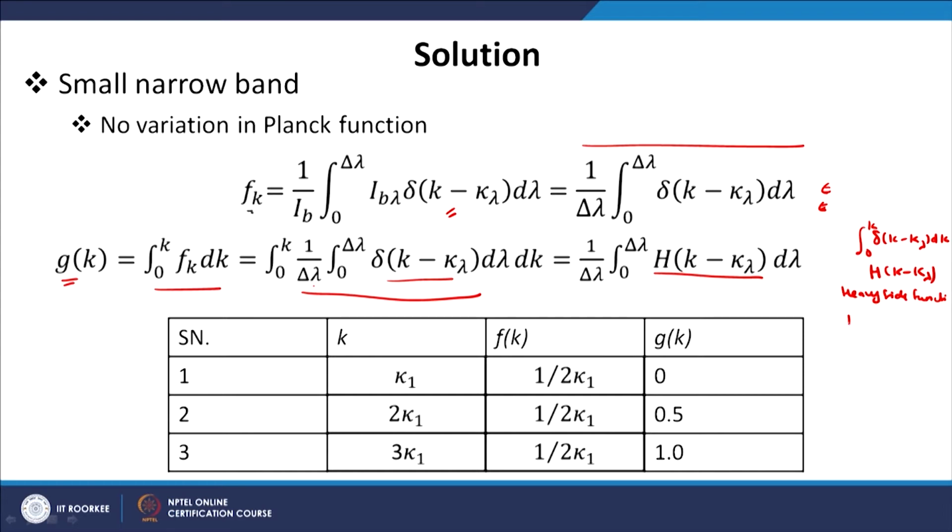So, h is basically equal to 1 if kappa lambda is less than or equal to k, and it is 0 otherwise. So, if kappa lambda is less than or equal to k, then it will be equal to 1. It is called the Heaviside step function, okay, and it will be 0 otherwise. So, we will use this equation to solve our problem.